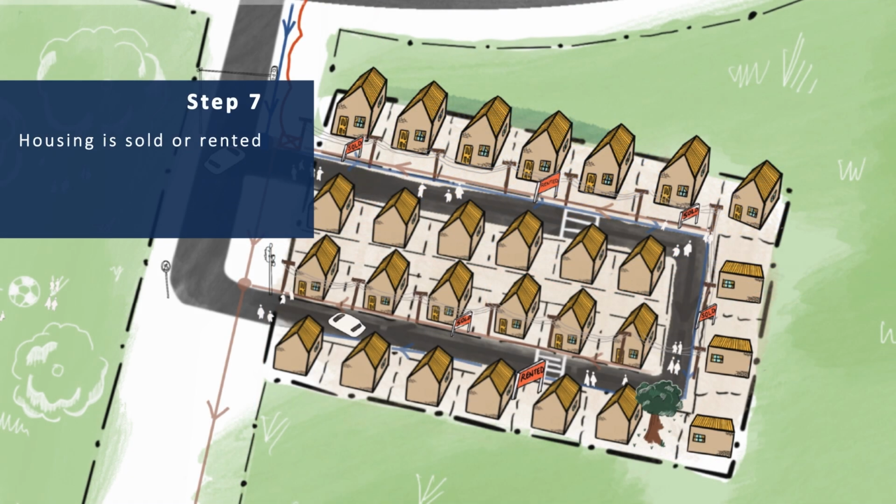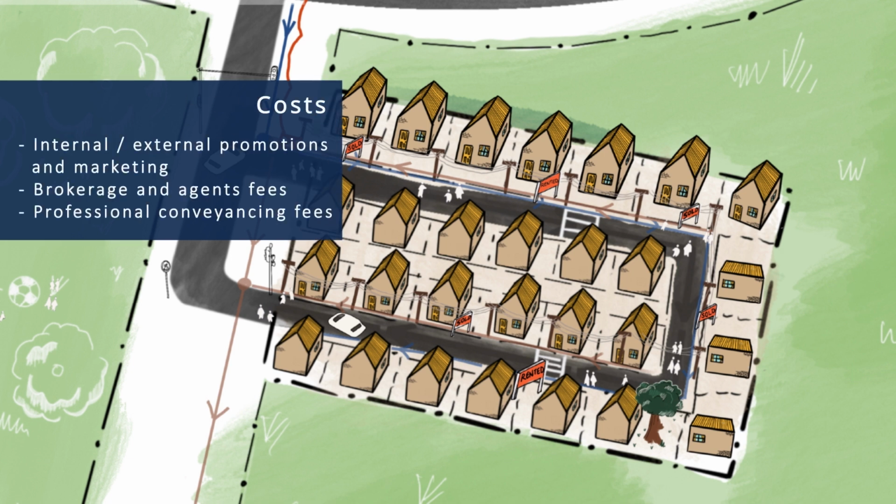Finally, in the seventh step, the houses are marketed and sold and transferred or rented out. This may be done largely in-house or through the use of outside professionals, such as conveyancing attorneys, brokers, letting and property management agents. The costs include internal or external promotions, marketing, and then brokerage and agent fees and professional conveyancing fees. So, the costs of all 7 stages are considered when calculating the real development cost of housing.